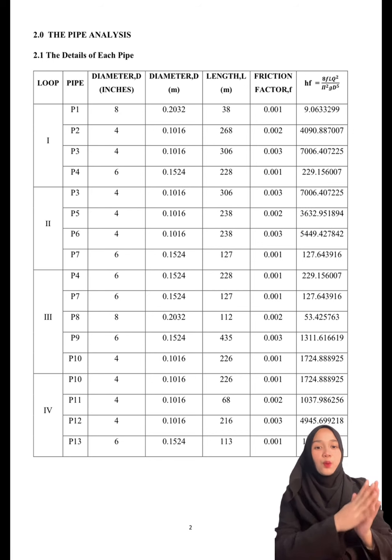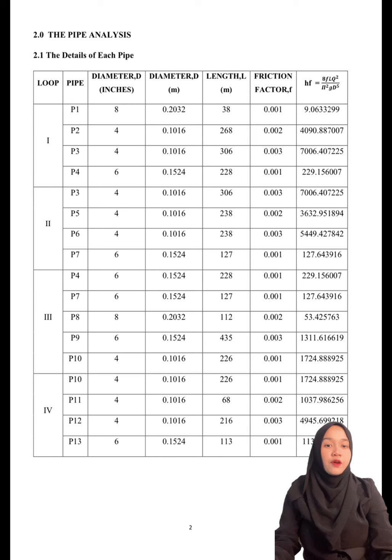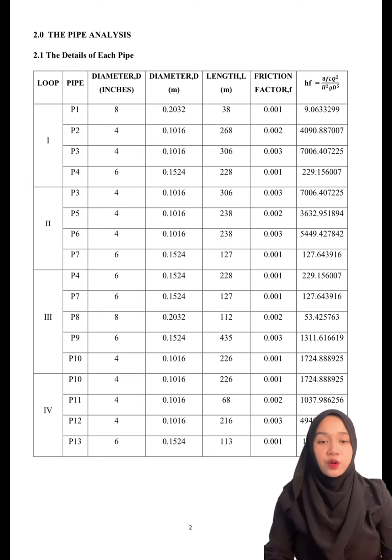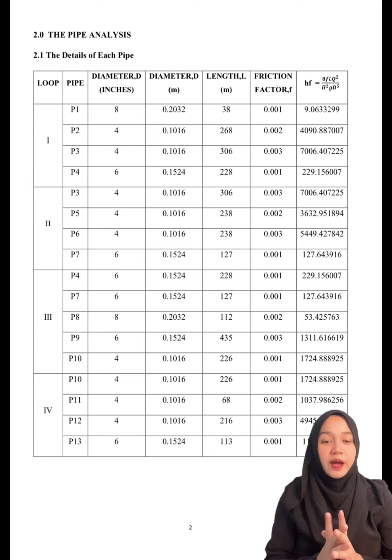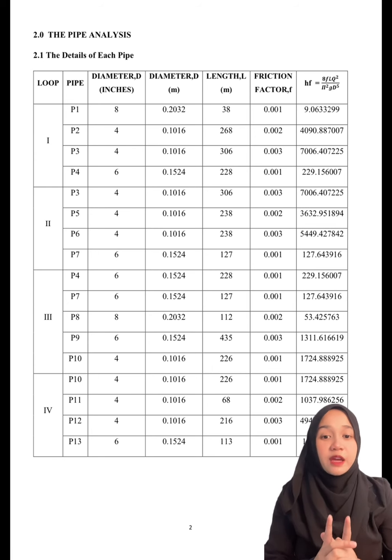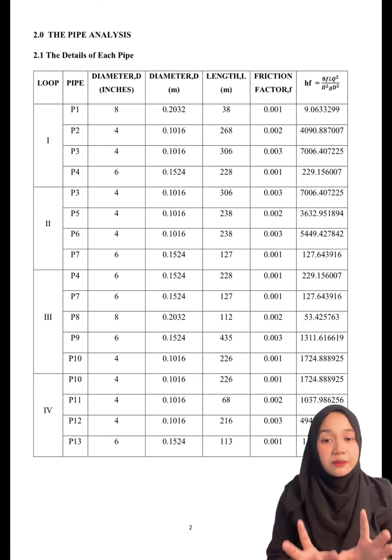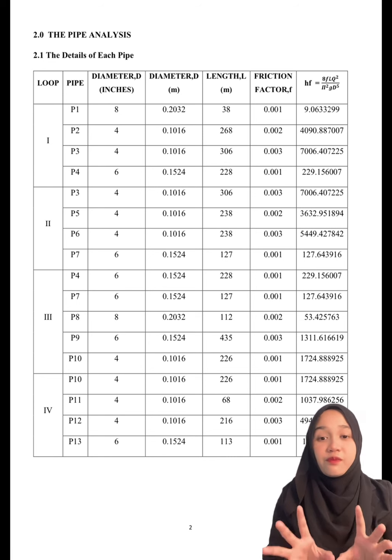So we look at loop 1. We have 4 loops. Loop 1 contains pipe 1, pipe 2, pipe 3, pipe 4. Loop 2 contains pipe 3, pipe 5, pipe 6, and pipe 7. Loop 3 has pipe 4, pipe 7, pipe 8, pipe 9, pipe 10. And loop 4 contains pipe 10, pipe 11, pipe 12, pipe 13.